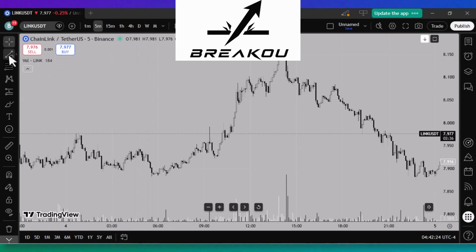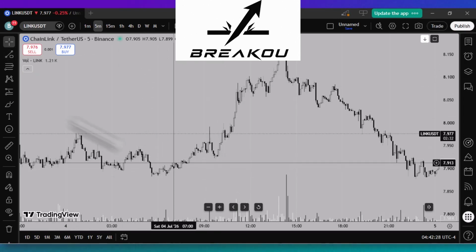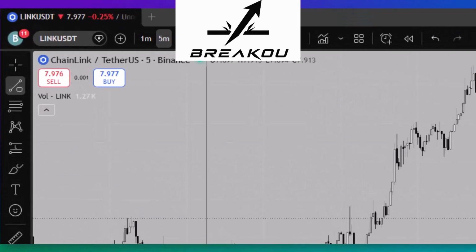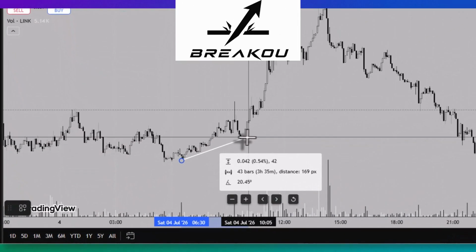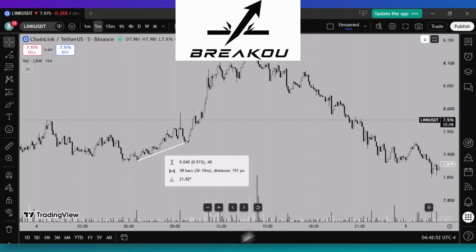Now I want to connect these two higher lows with the info line. If the info line is going up with a strong angle, the buyers are strong and the uptrend is healthy. But if the angles start getting smaller, the market is losing strength.